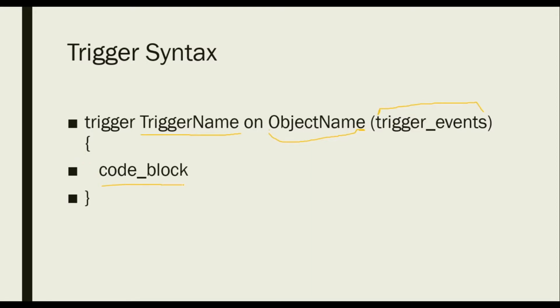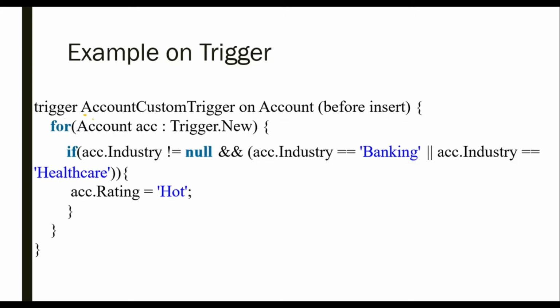Inside goes your code. For example, the name of this trigger is account custom trigger, it is on Account, and the operation used is before insert. So it would be running in the before context, before your data is actually saved to your database. For this it takes for Account acc in Trigger.new. This account is your entire object, and it is working on Trigger.new. It checks that if Account.Industry is not equal to null and Account.Industry is of type banking or healthcare, then populate the rating as hot.